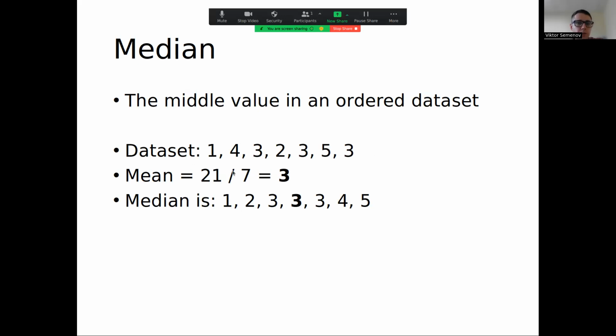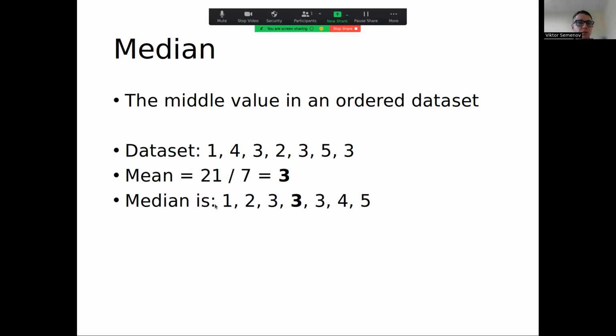So mean, as we know already, for calculation of mean we need to add up all these numbers. We get 21 divided by 7, and we get 3. So on average, there were 3 episodes of flu in this studied sample.